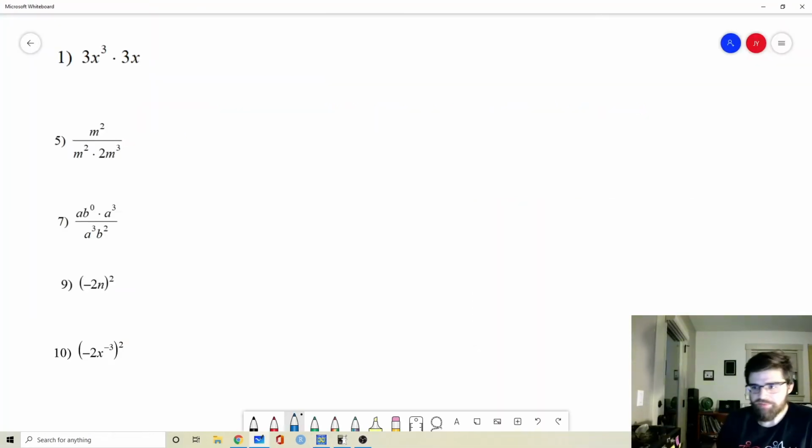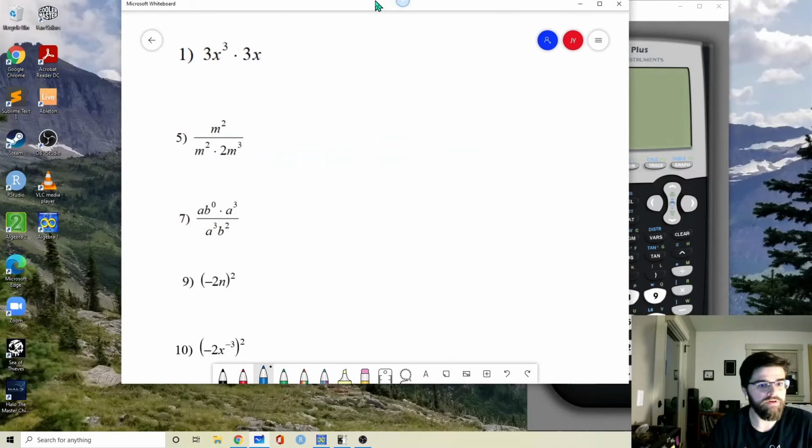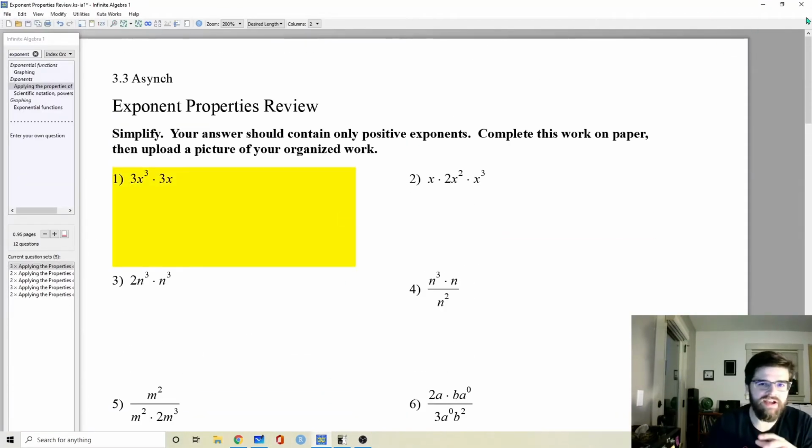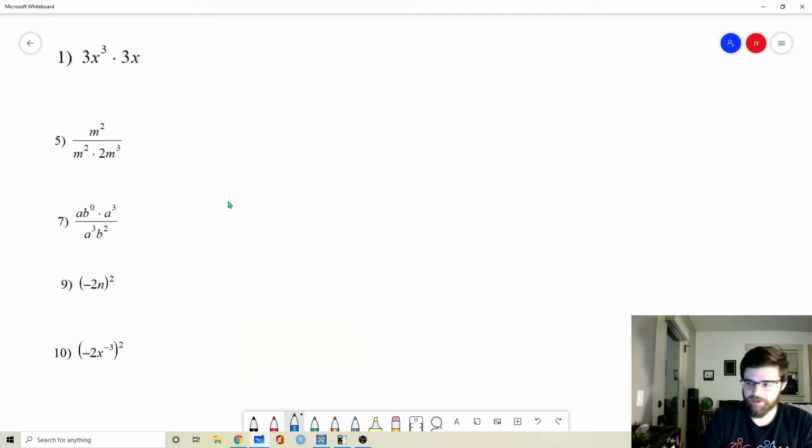Alright, so I've grabbed a couple problems from your async work. Just kind of try to grab a couple of each type so that you can get an idea about how to solve the other ones. Okay, so consider these freebies and you can work out the other ones on your own. Okay, so first up, number one, we've got a product rule.